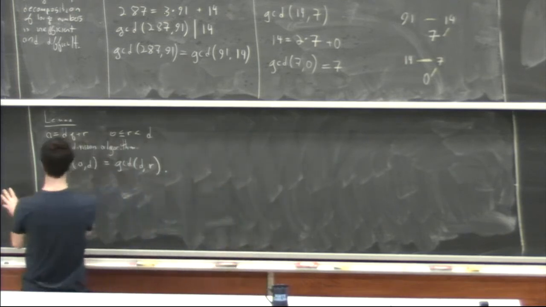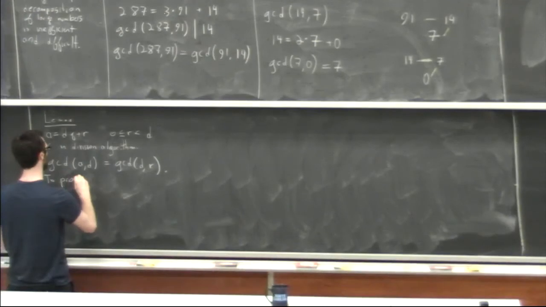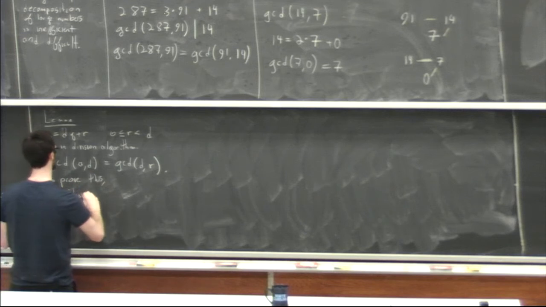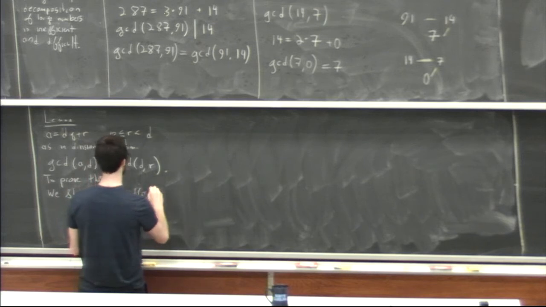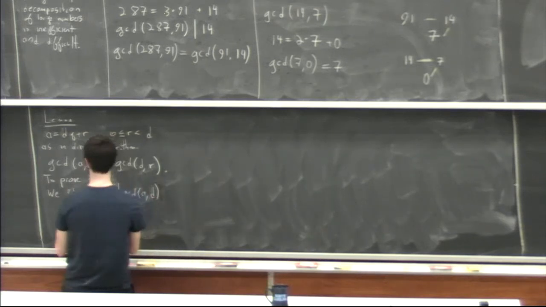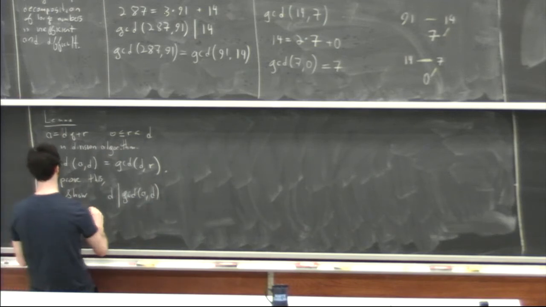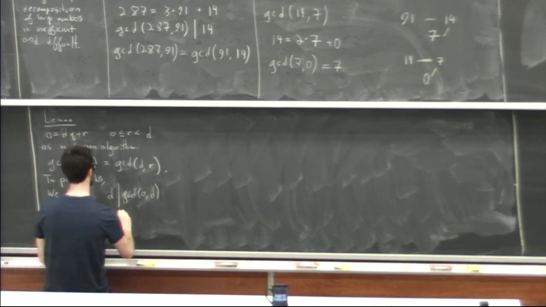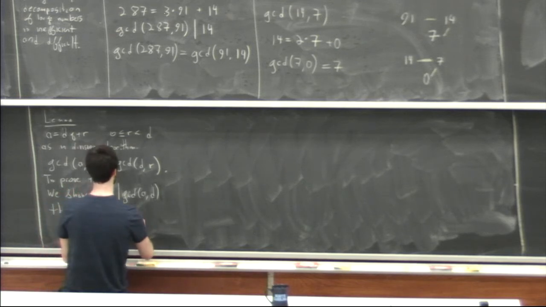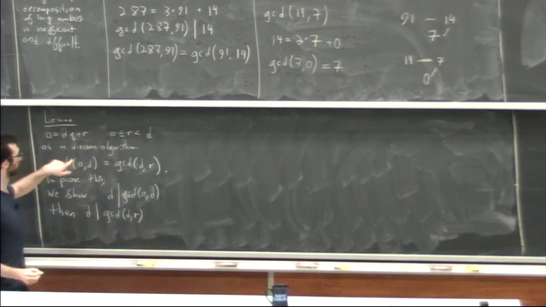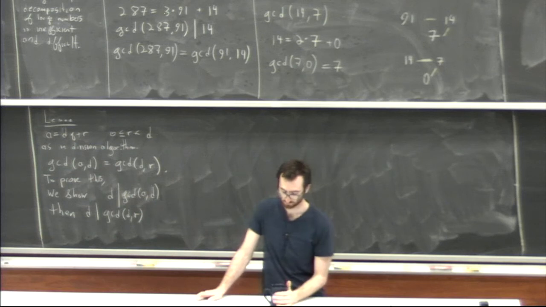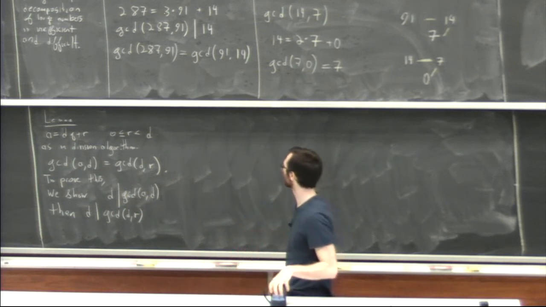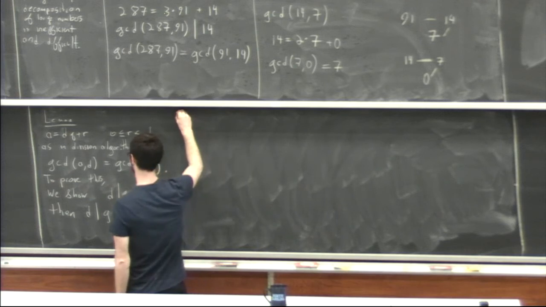So to prove this, we show that if X divides the GCD of A and D, then X divides the GCD of D and R. So that'll show whatever divides this, and whatever divides this, divides this. Okay? And vice versa.